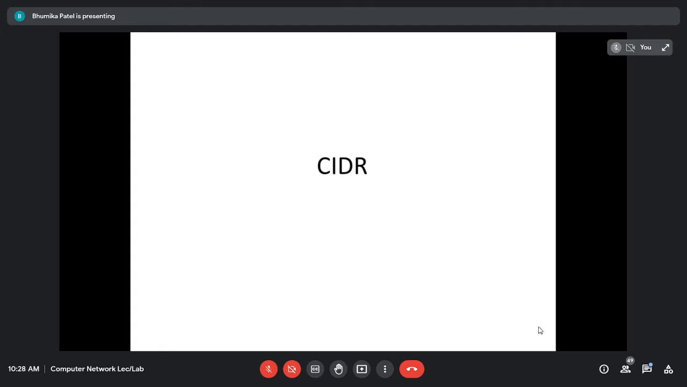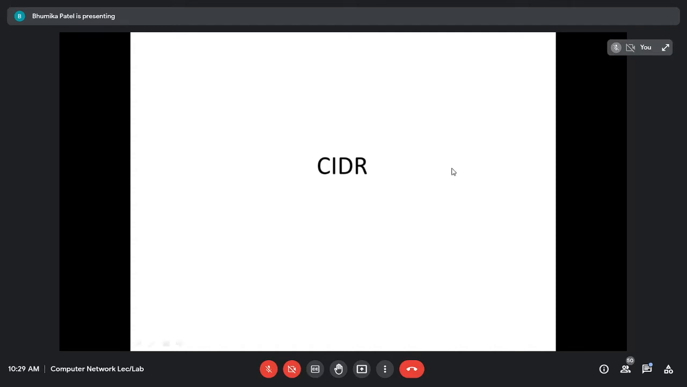How many bits is an IP address made of? 32 bits. So how many IP addresses in total do we have? 2 raised to 32 IP addresses are there with the IANA, that is Internet Assigned Numbers Authority, which has control over all the IP addresses, right? Now, suppose I want to divide into two parts, I'm going to choose one bit, that is 0 and 1.